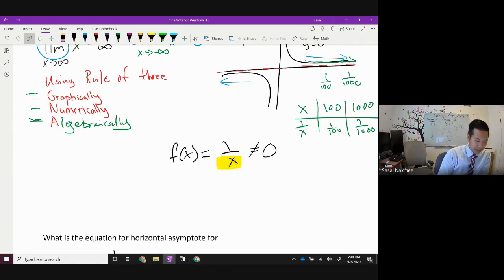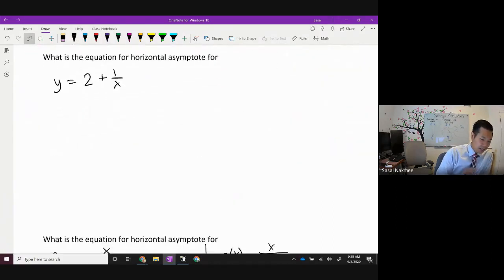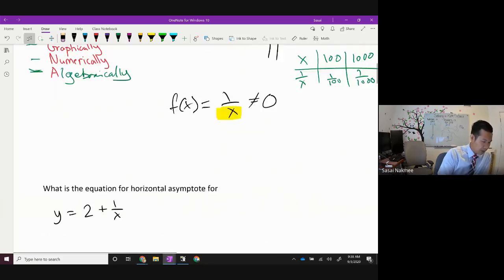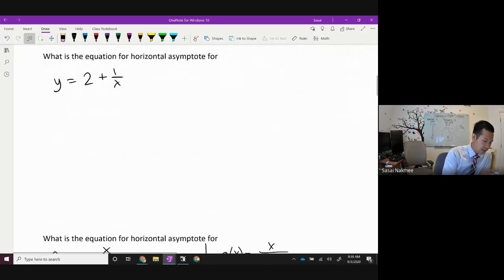All right, let's take a look at this one right here. What is the equation for the horizontal asymptote for y equals 2 plus 1 over x? Again, you could approach this from one of three ideas: graphically, numerically, or algebraically. It takes a little bit of knowledge beforehand if you want to do it graphically.